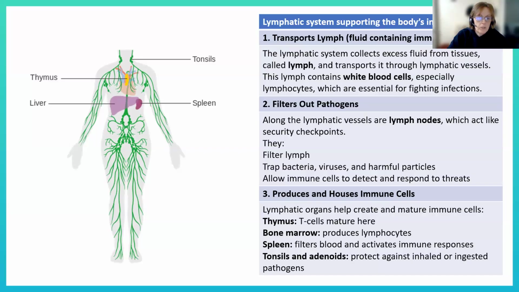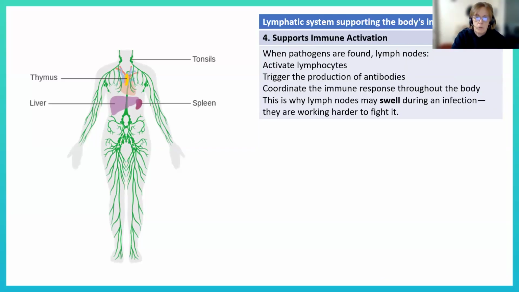The spleen, that's part of the lymphatic system, filters the blood. The tonsils and the adenoids are also really important to protect against anything that you inhale or eat as well. So they're all parts of the immune response.